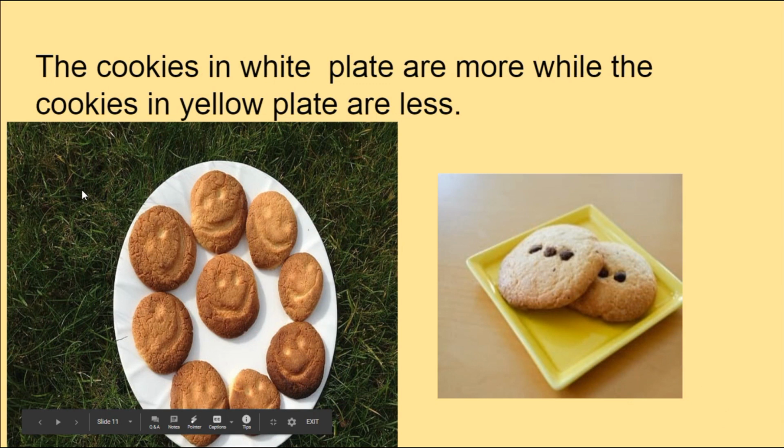Let us see one more example. Here two plates are there. One is a white plate, another plate is a yellow plate. The cookies in the white plate are more, while the cookies in the yellow plate are less. In one plate more quantity of cookies are there. In another plate less quantity of cookies are there. It depends upon quantity. Here, do you understand? One plate has more cookies. Another plate has less cookies.